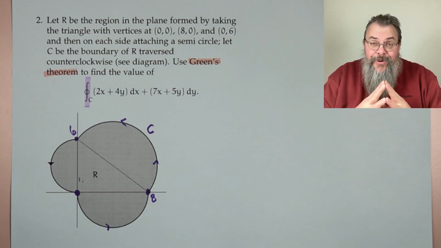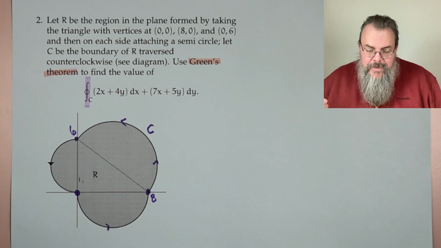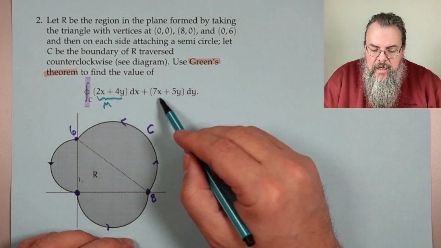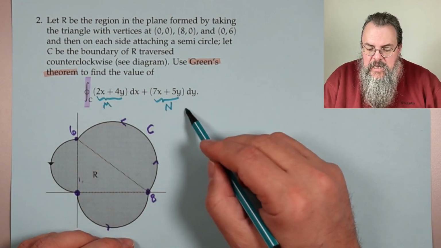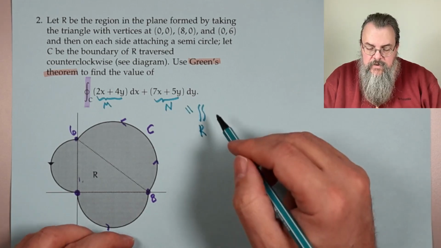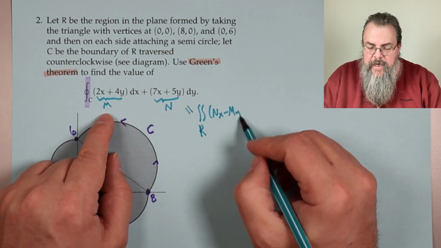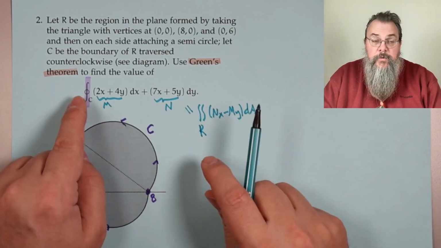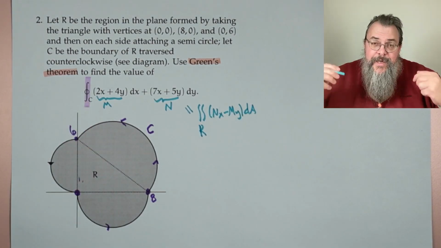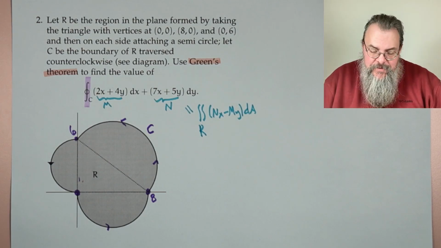All right, so let's use our theory. We can start by saying, if we call this part M, call this part N, then this is equal to the integral over our region of N sub x minus M sub y. And notice we go from a one-dimensional to a two-dimensional integral. They might say that sounds like it's become harder. Maybe. It depends on what happens with derivatives.